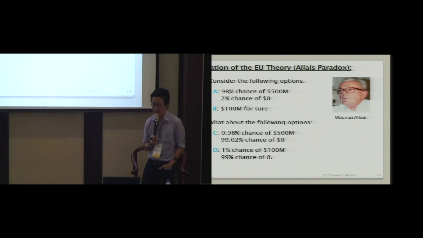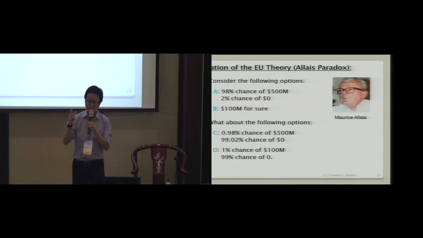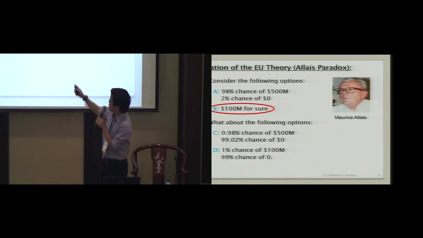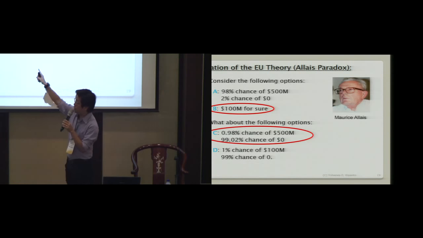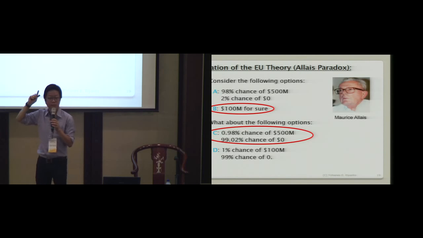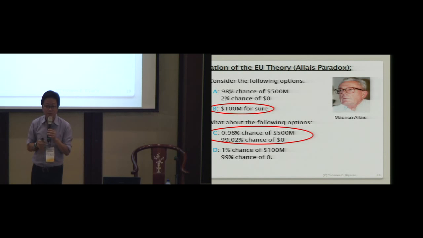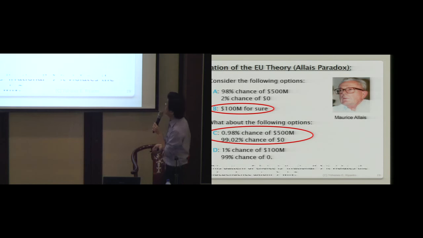C? Who chose C? Most people choose C. Most people indeed choose B for the first one, and choose C here. Now, if you see this pattern of choice, this is a violation of the expected utility theorem, the independence axiom in particular. How do we see that? Okay, let me show it to you.